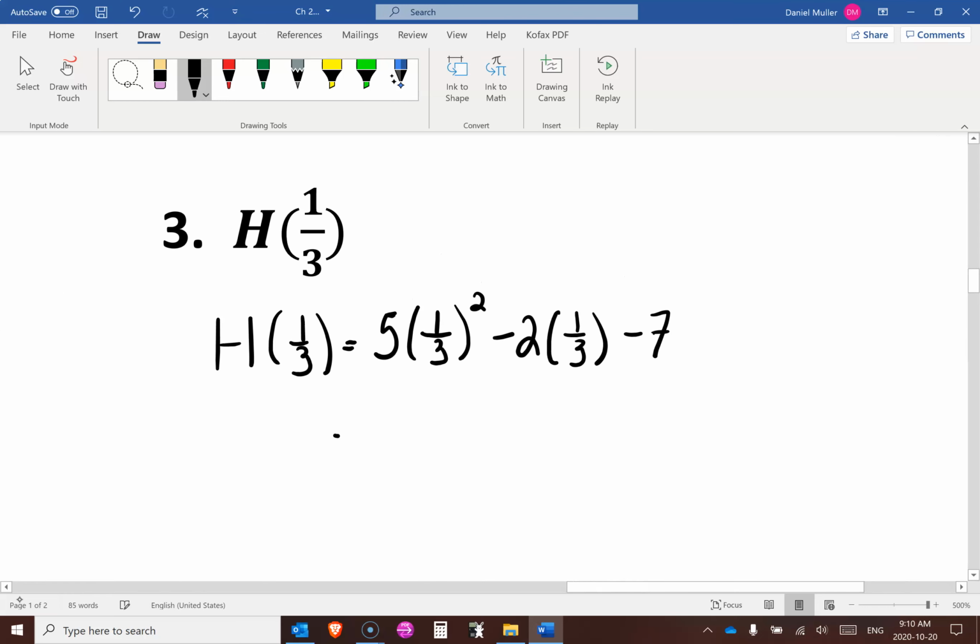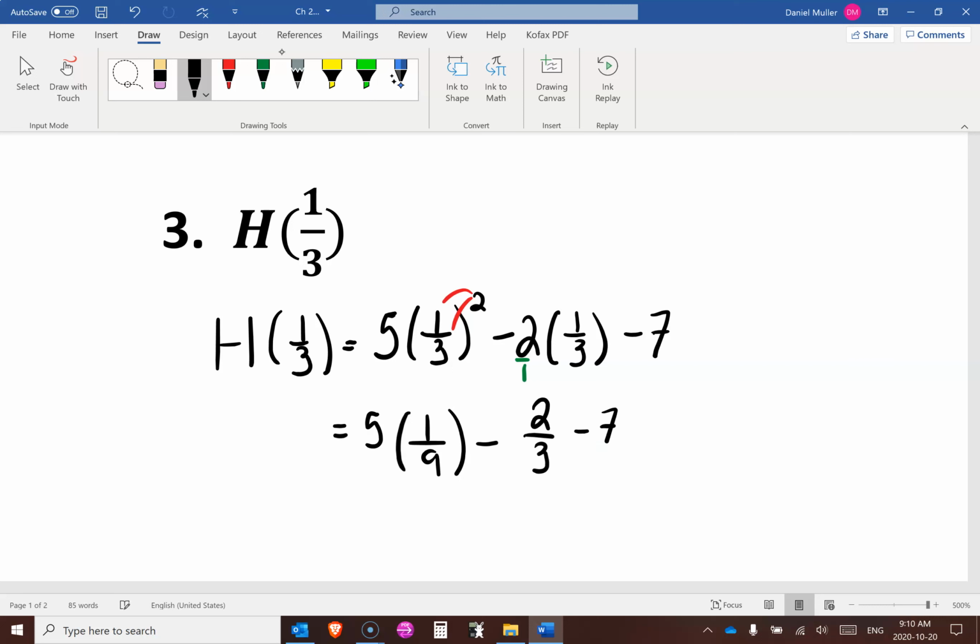Okay, so just like the other one up there, the squaring needs to go to the 1 and the 3, which will be 1 over 9. 1 squared is 1, 3 squared is 9. Minus, and remember this is a 2 over 1. 2 times 1 is 2. Denominator is 1 times 3 is 3. Minus the 7.